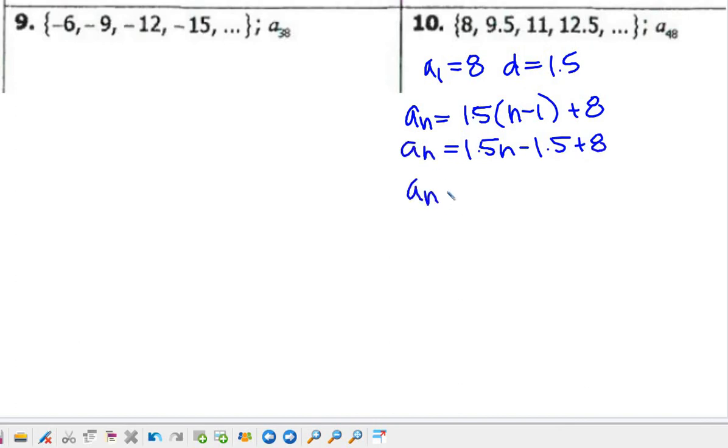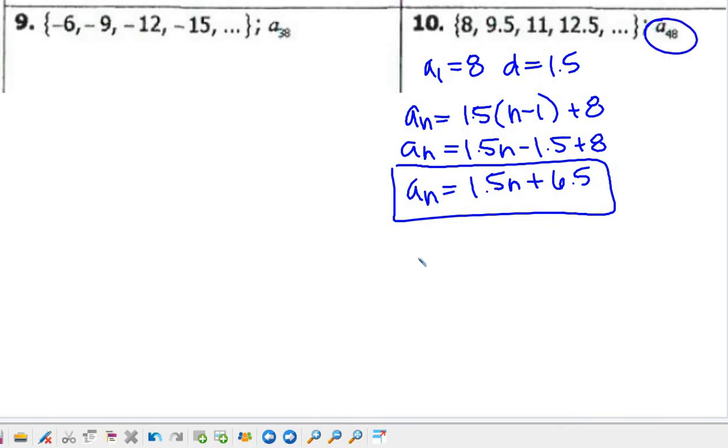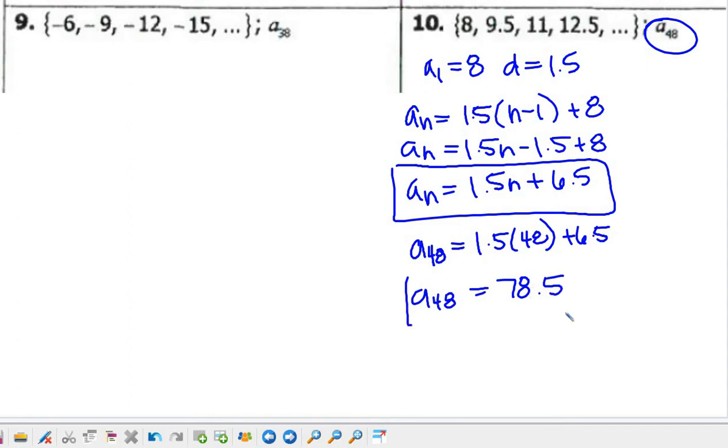So my rule, a sub n is equal to 1.5n plus 6.5. And if I want to find the 48th term, that would be a sub 48 is equal to 1.5 times 48 plus 6.5. So a sub 48 is equal to 78.5. Okay.